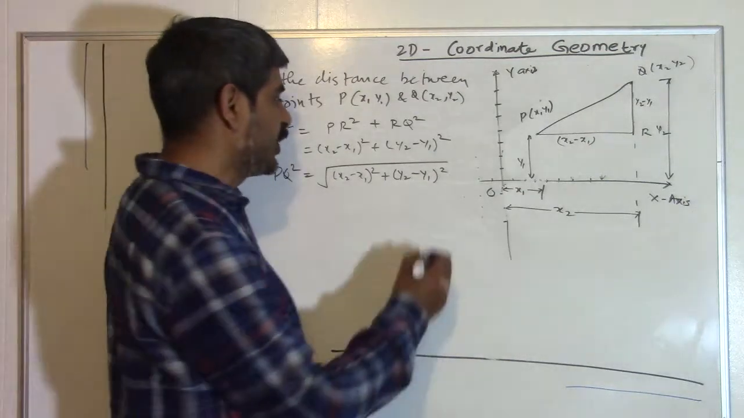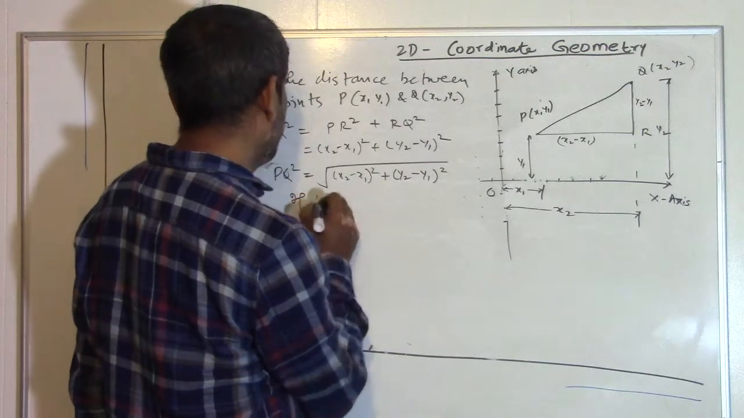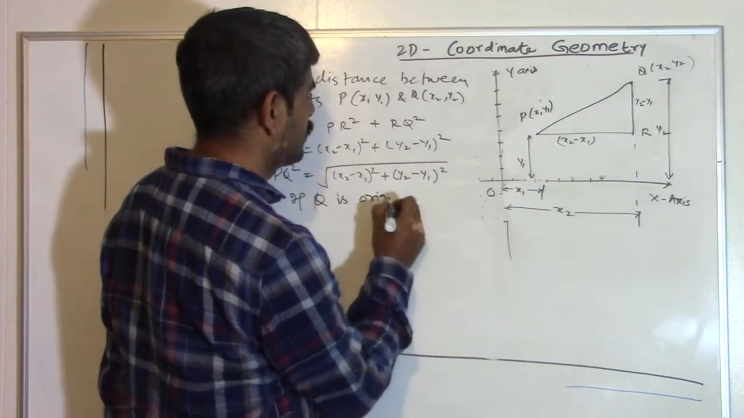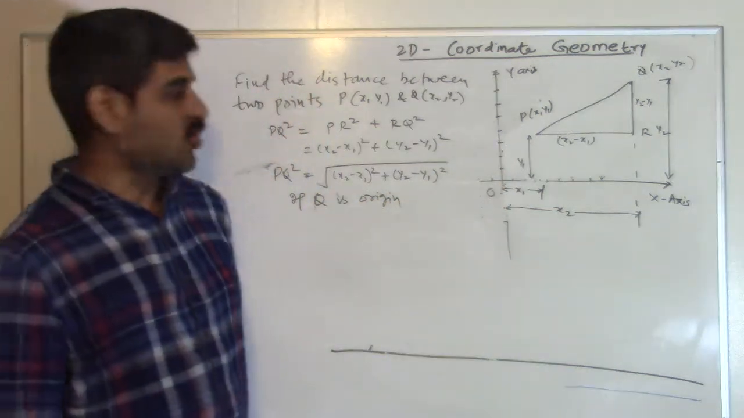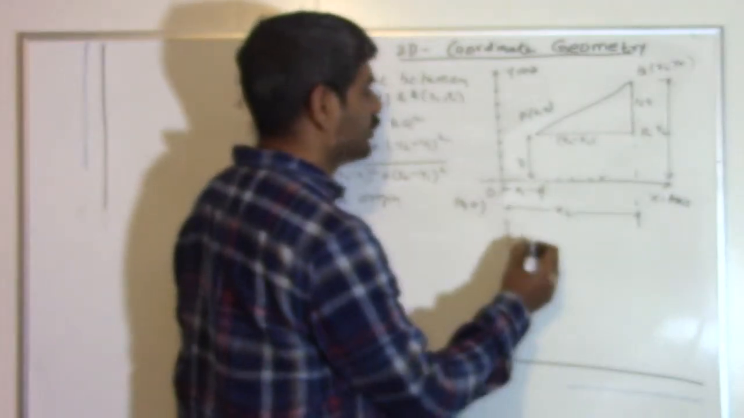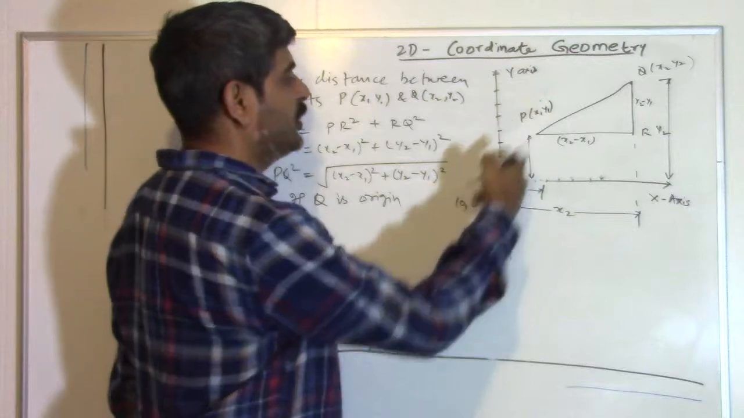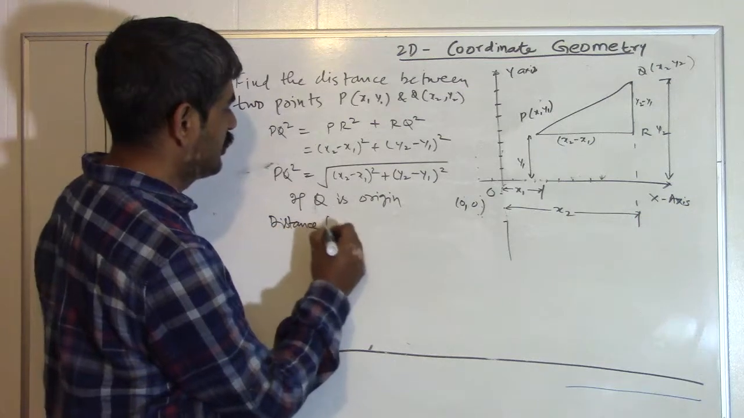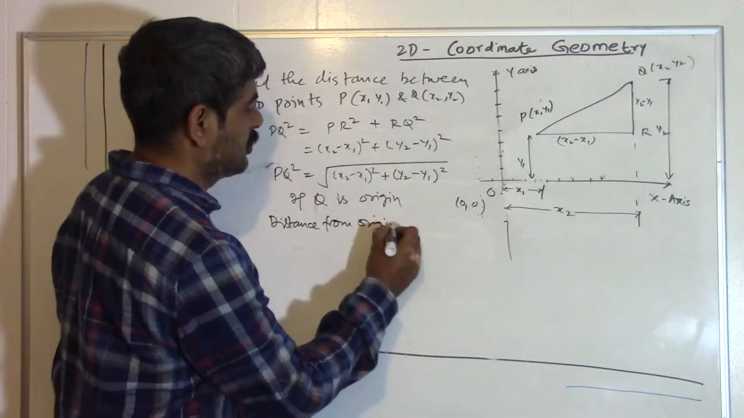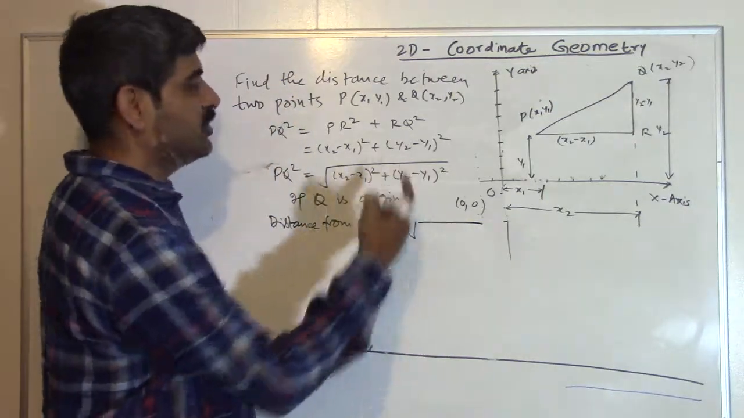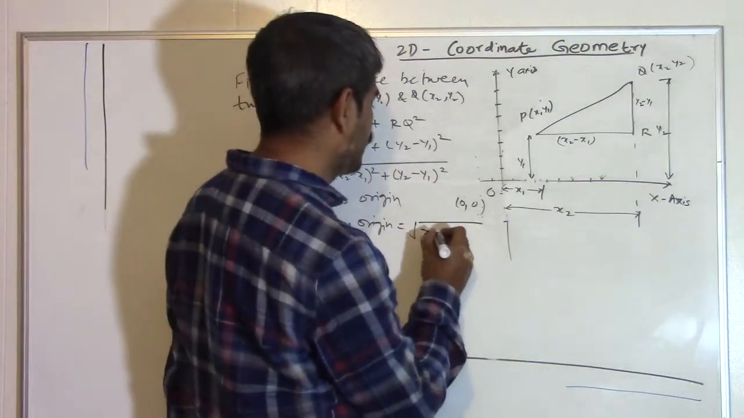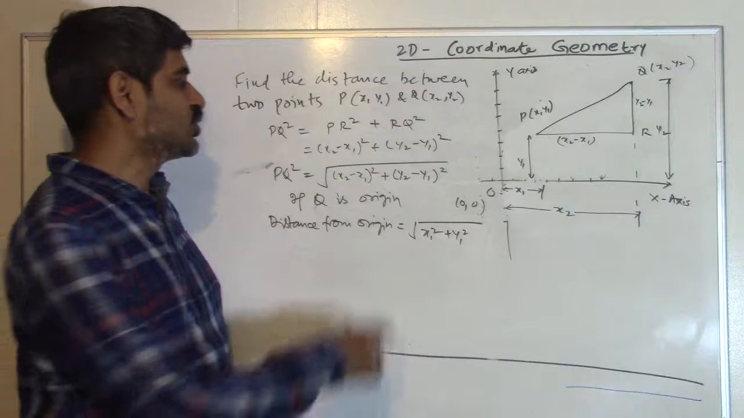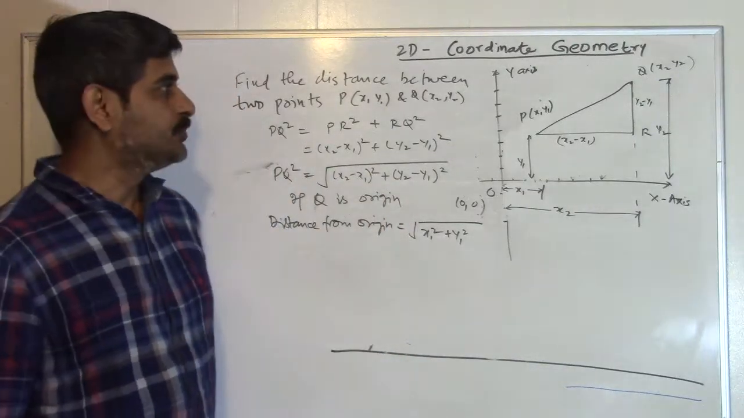In this formula, there is a special category. If, let's say, one of the points, let us say Q, is the origin, and this origin has a special coordinate, it is 0, 0. So if I ask you what is the distance of this point P from this origin, that distance will be equal to square root of x1 square plus y1 square, since x2 and y2 become 0. The distance of any given point from the origin will be square root of x1 square plus y1 square.